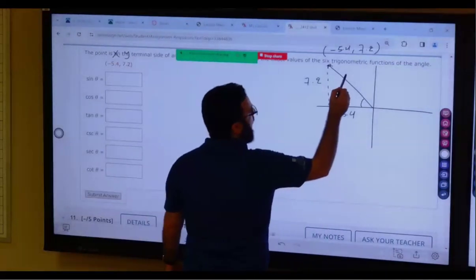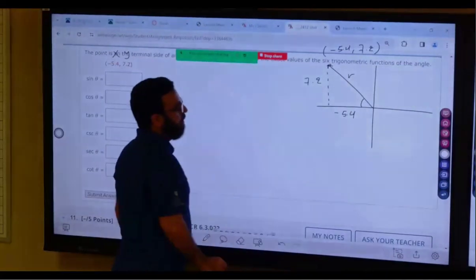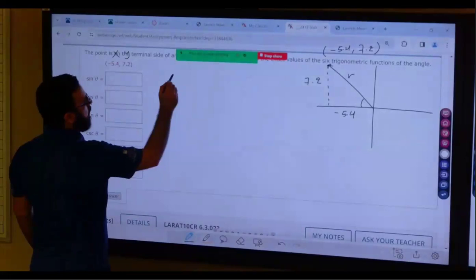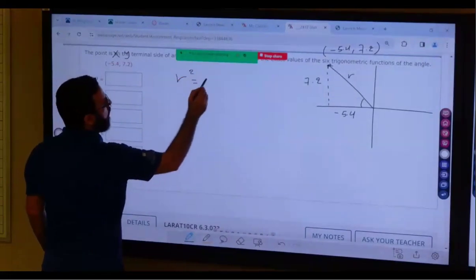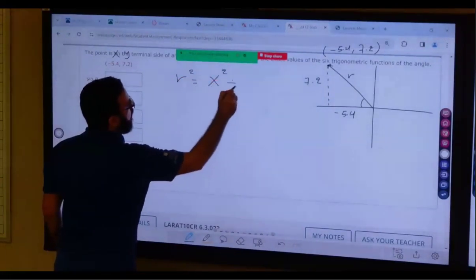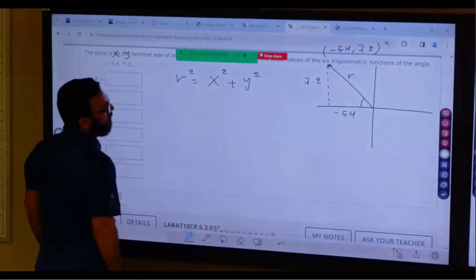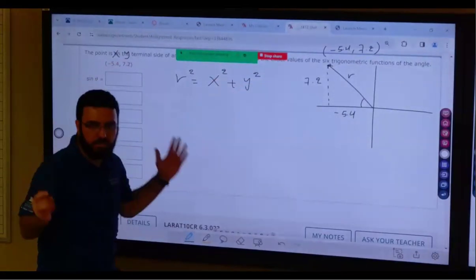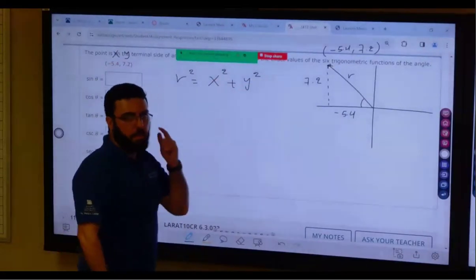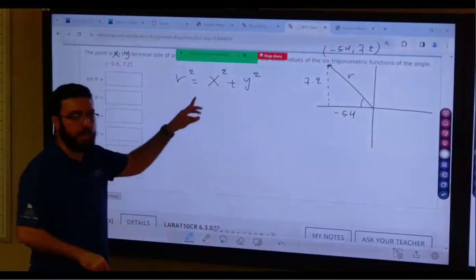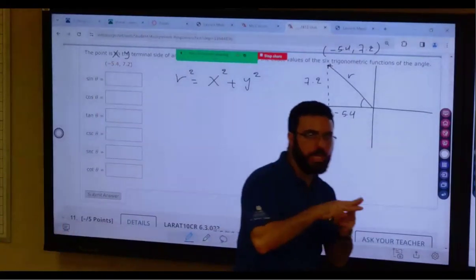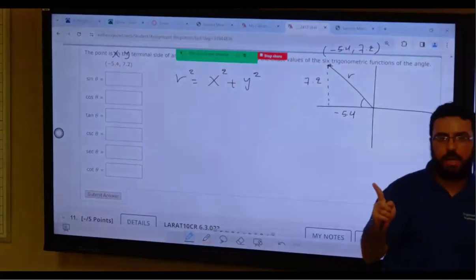You said this side is R. The Pythagorean theorem will be R squared equal X squared plus Y squared. It's the same as hypotenuse, right? It's the same. Good. So don't confuse yourself. You have a formula, it's the same thing. I have two sides and I need to find the third side.